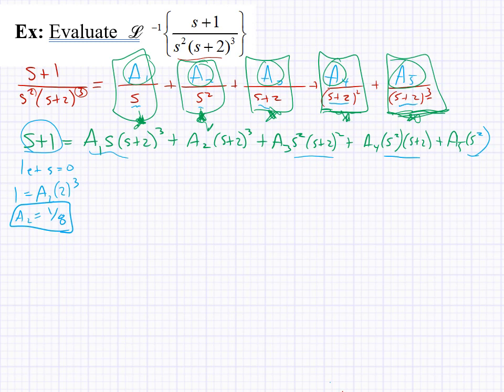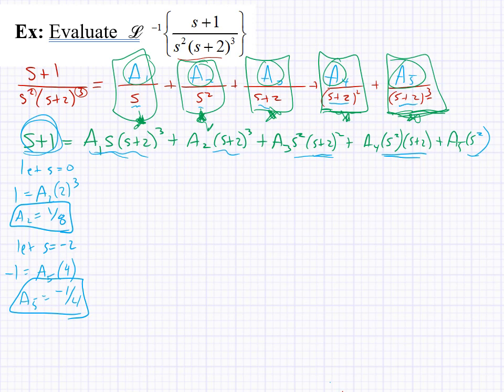If I let s equal -2, this side becomes -1. All these s plus 2's are going to be 0, so I'll get a sub 5 times -2 squared, so 4. So a5 equals -1/4, but then we're kind of exhausted at this point with that. We still have to figure out a1, 3, and 4.